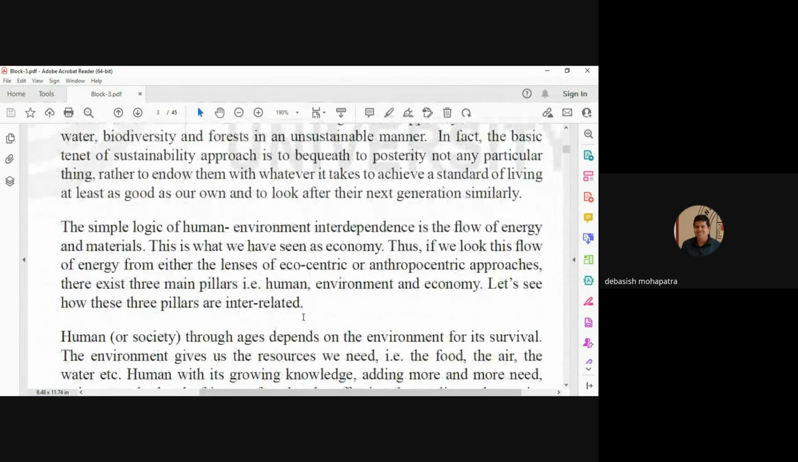The simple logic of human-environment interdependence is the flow of energy and material. This is what we have seen as economy. Thus, if we look at this flow of energy through the lens of either ecocentric or anthropocentric approaches, there exist three main pillars: human, environment, and economy.